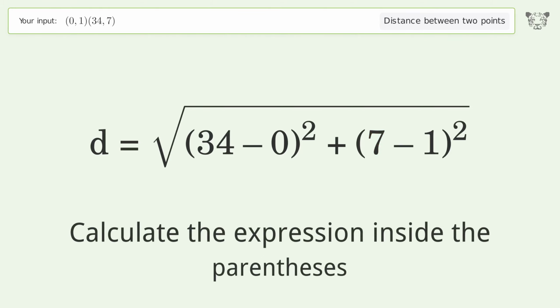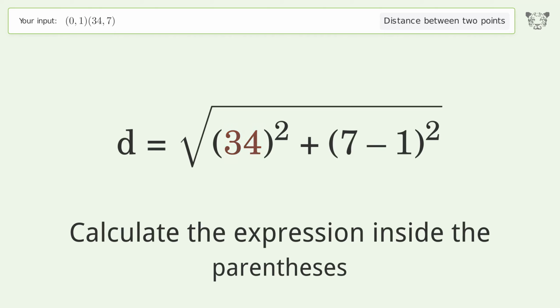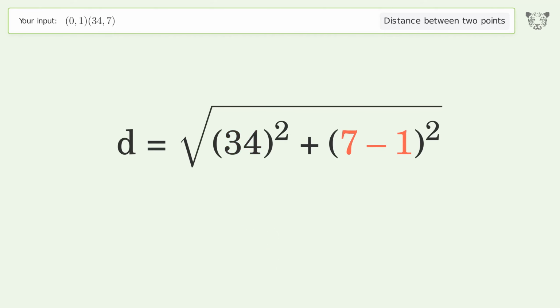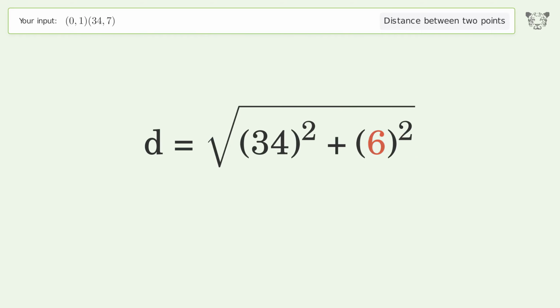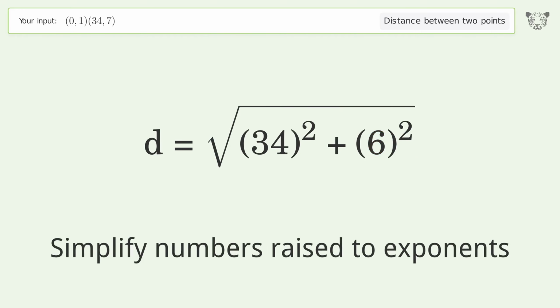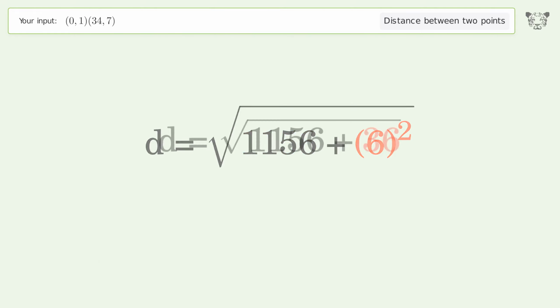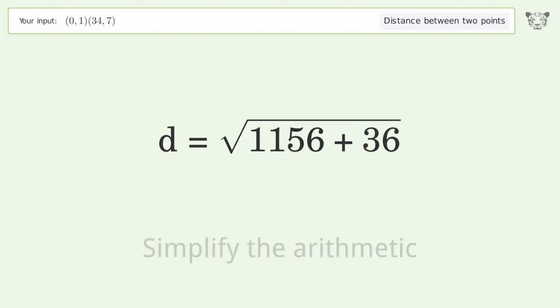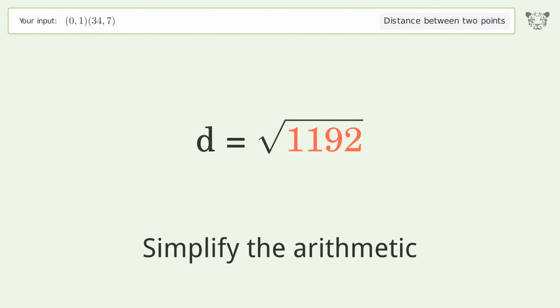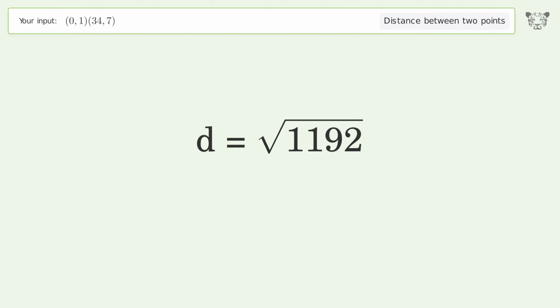Calculate the expression inside the parentheses. Simplify numbers raised to exponents. Simplify the arithmetic. And so the distance between the 2 points is the square root of 1192, or 34.525.